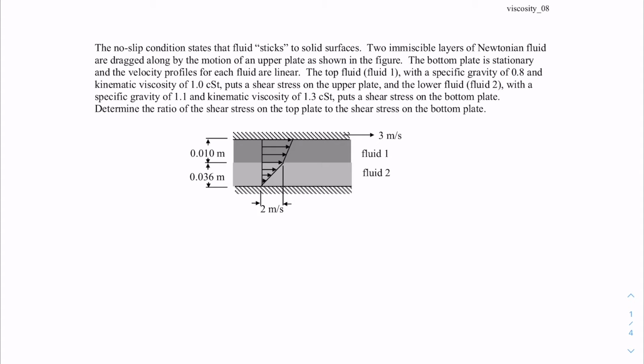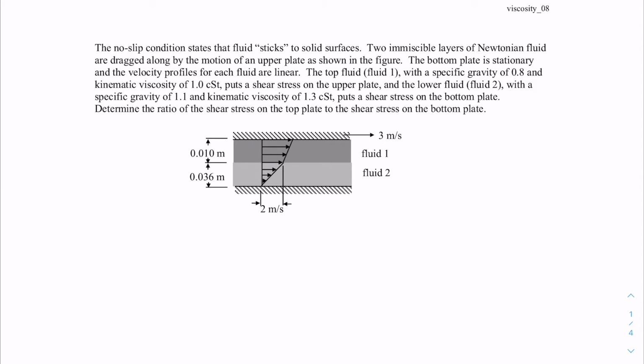Okay, so in this example, we have a quad geometry where there are two plates, one at the bottom, other at the top. The plate at the bottom is stationary, it is not moving. However, the top plate is moving with a velocity 3 meters per second to the right, and this is a little bit different from usual examples that you see.